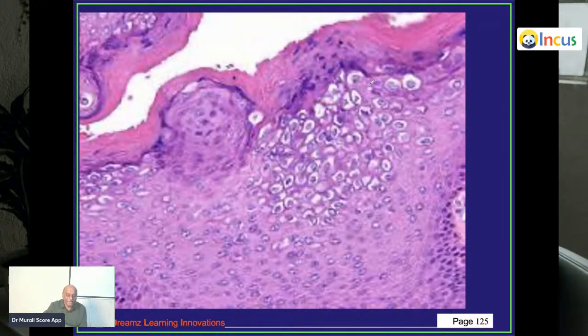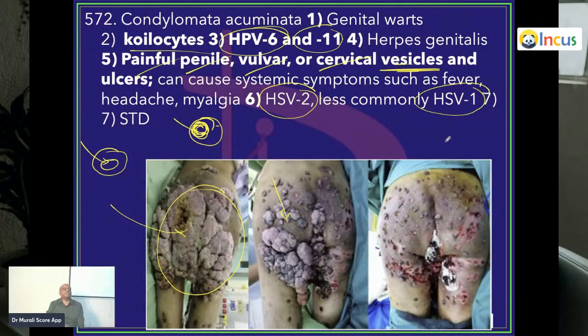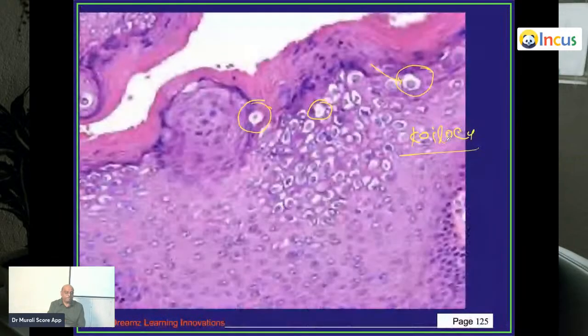Very good, I am waiting for this. These are called, what are they? Clear cytoplasm, coelocytes. Where do you get them? Human papilloma virus associated genital warts, HPV 6 and HPV 11. Please don't forget those numbers.